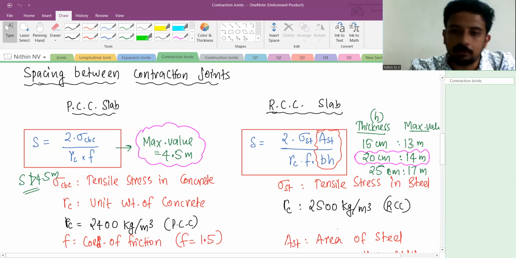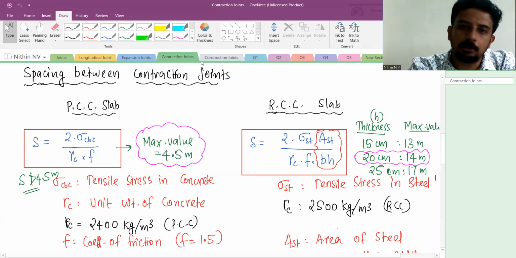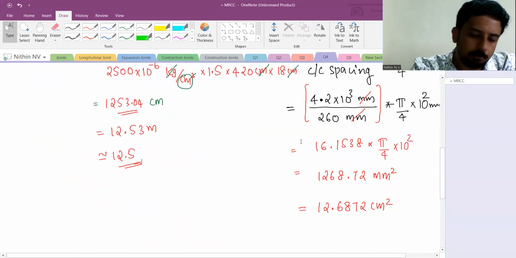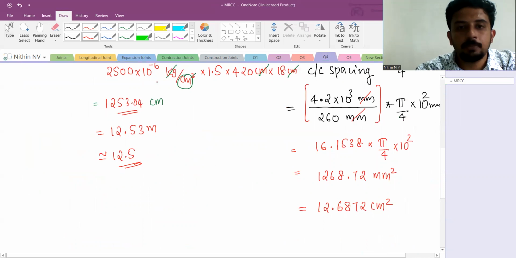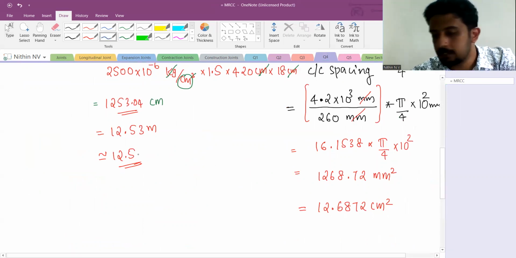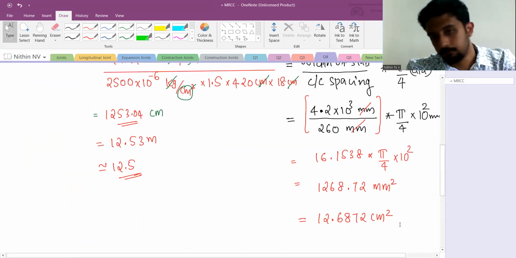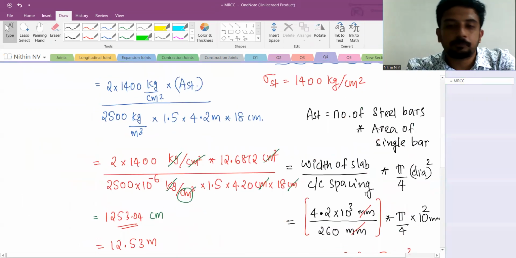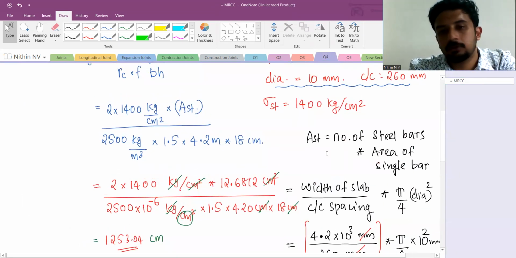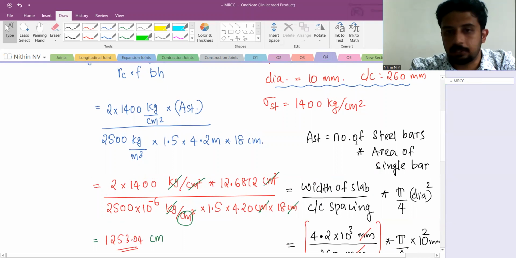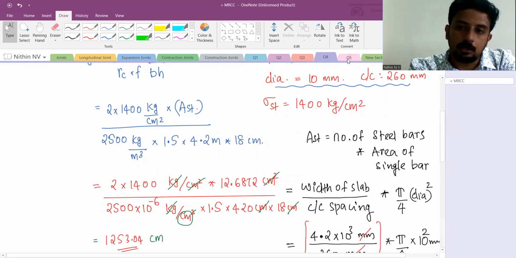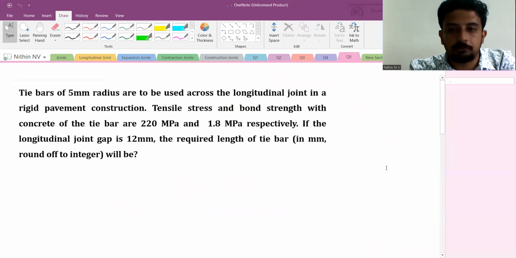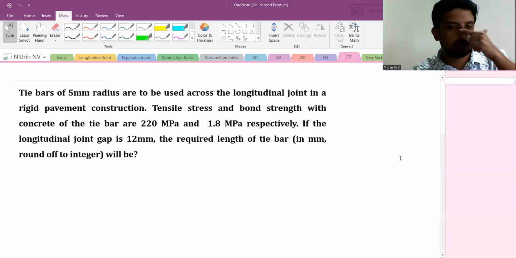However, our obtained value is less than 13, so no point of getting any confusion there. The final answer will be absolutely 12.5. That's it. I hope you got the concept, guys. Here, especially note down how this area of steel or AST is calculated. It is the cross-sectional area. Got it?